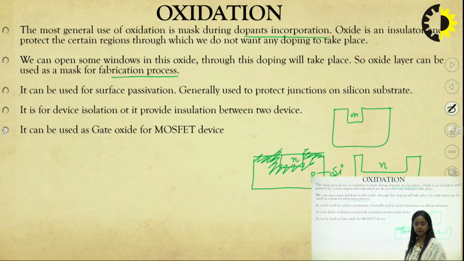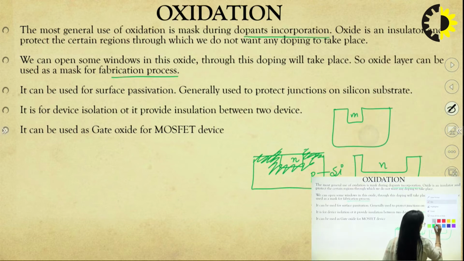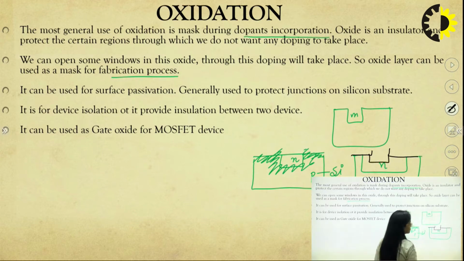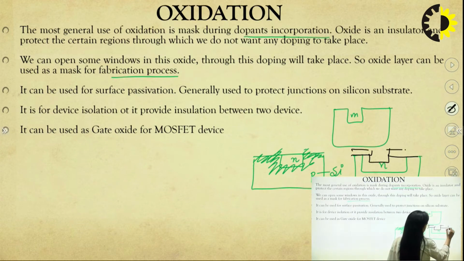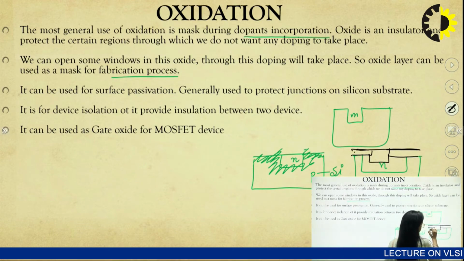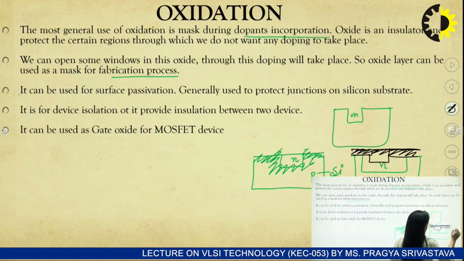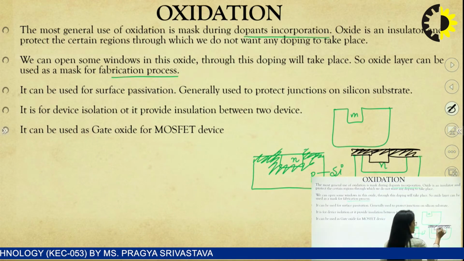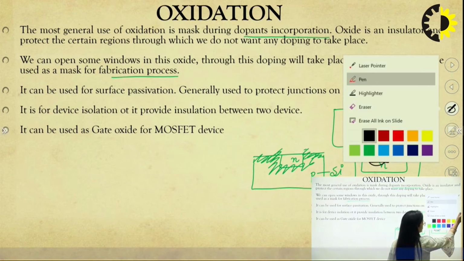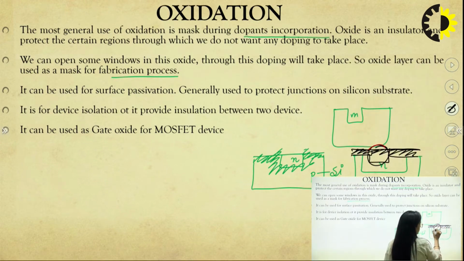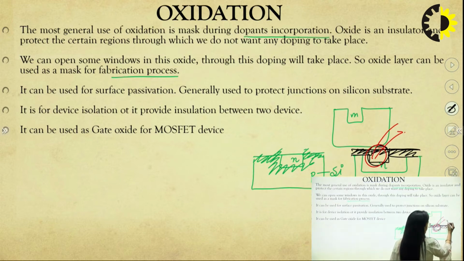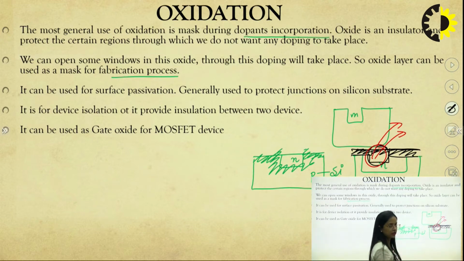So what will I do? I have to protect this region here and here also, because I want the well only here. So what I can do is put a silicon dioxide layer on the complete thing. The complete wafer can be coated with silicon dioxide, and only the concerned site can be etched and removed using lithography.